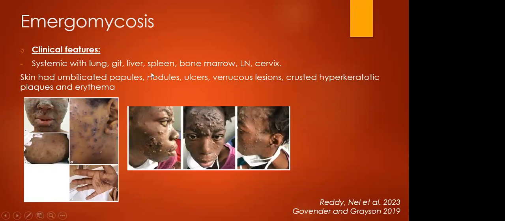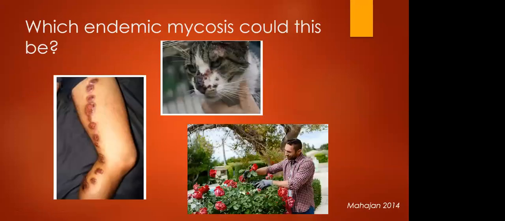So there are patients who have lung, GIT, liver, spleen, marrow, lymph node involvement, and the skin has these umbilicated papules that may be confused with molluscum, nodules, ulcers, verrucous lesions, crusted hyperkeratotic plaques, and erythema. So these pictures just illustrate the cutaneous manifestations. And in South Africa, 86% of patients were found to have abnormal chest X-ray findings. And again, these were quite non-specific. So they had reticular nodular patterns, consolidation, pleural effusions, hilar lymphadenopathy. So really quite diverse here.